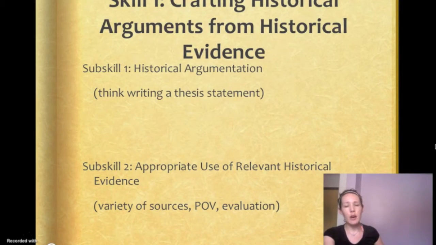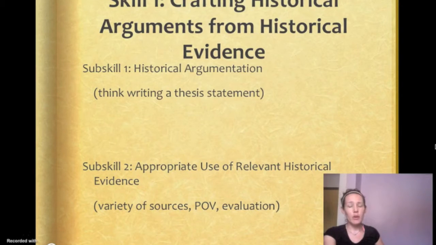Also, types of historical evidence. Okay, so not just primary sources, but is it visual? Is it a letter? Is it an archaeological artifact? All of these different things are types of historical evidence, and they're all useful in different ways. And we'll spend lots of time this year talking about them.